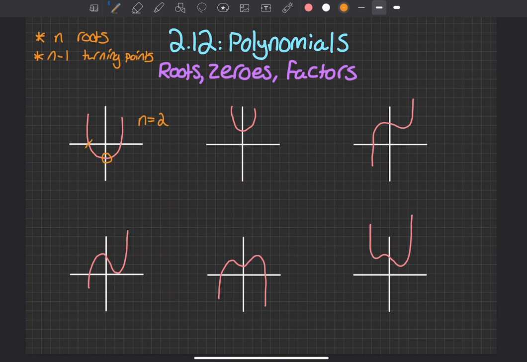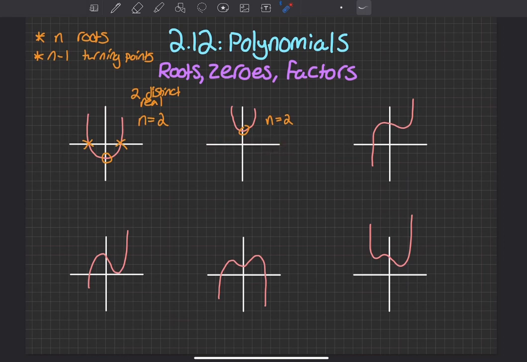As you can see, the graph crosses the x-axis twice. So here you have two distinct roots, right? Two distinct real roots, because it does cross the x-axis and they're both different. Here, however, in the second graph, you again have one turning point, so n equals 2. However, the graph doesn't touch the x-axis, right? So it doesn't have any zeros.